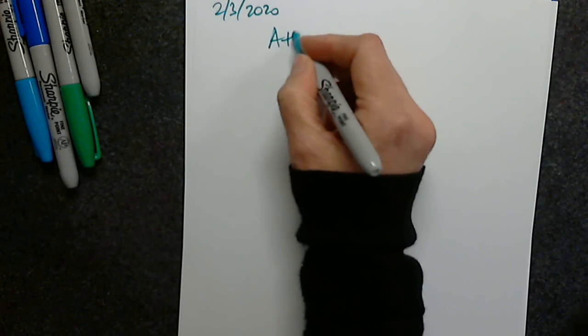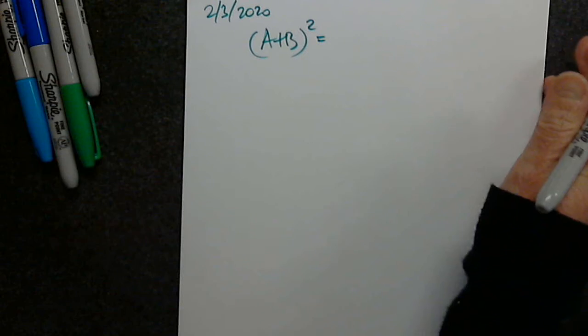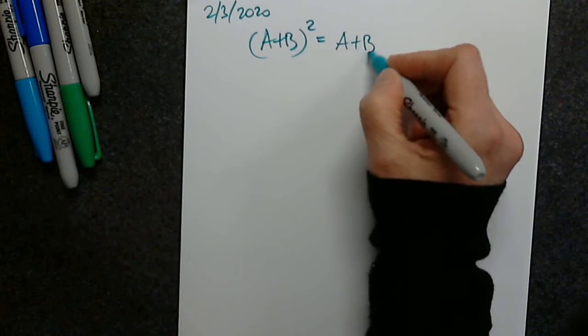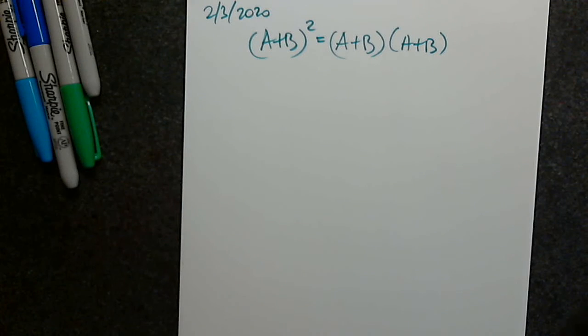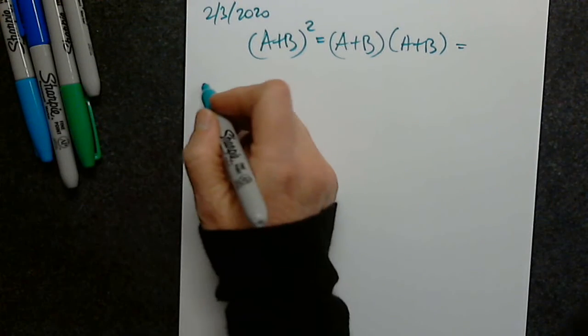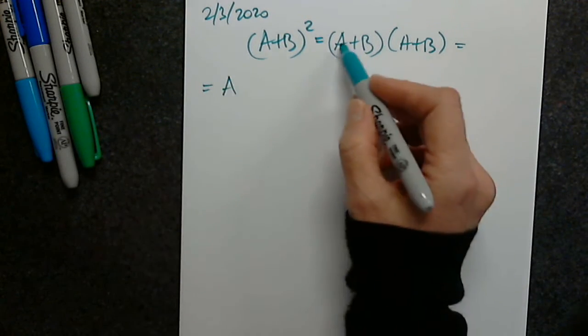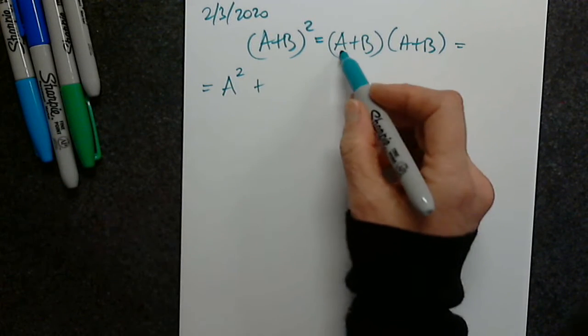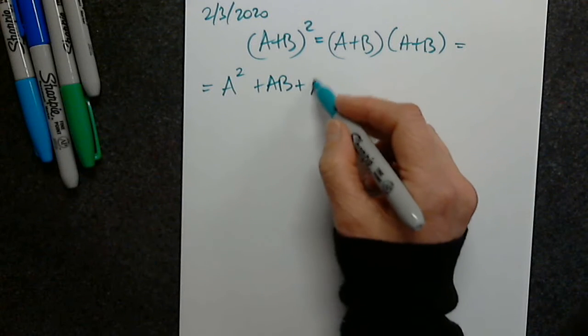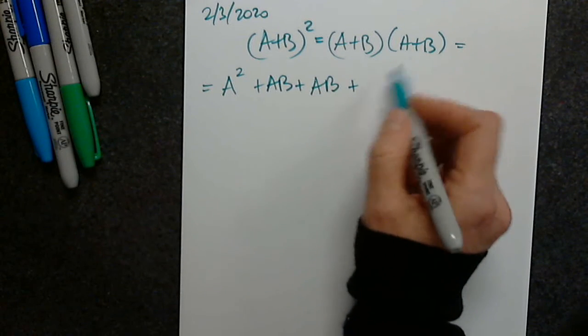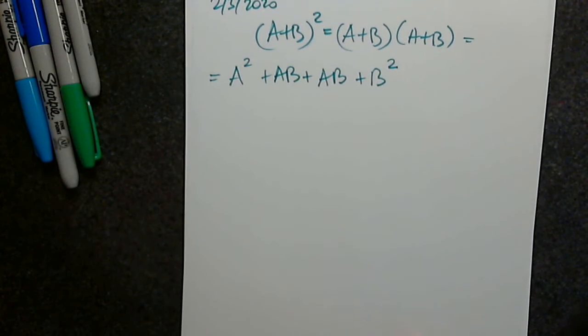Okay, so when we square a binomial, that's the general form. I hope you agree that we really have this. Acceptable? We're going to FOIL it for the last time, I hope. So this is a times a, which is a squared, a times b, which is positive ab, b times a, which is still positive ab, and b times b, which is b squared.